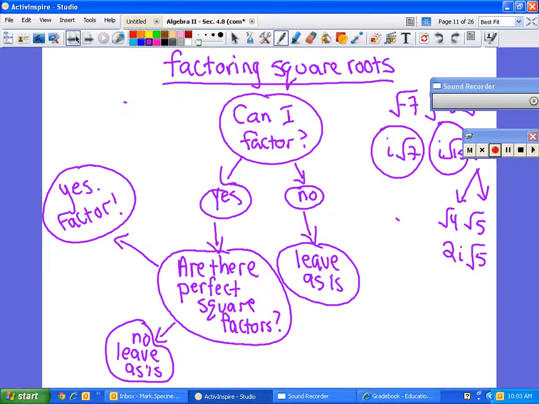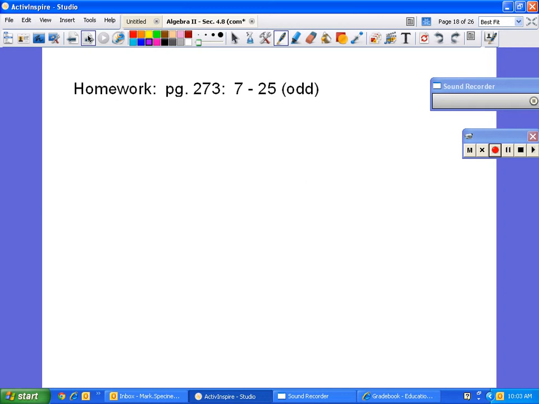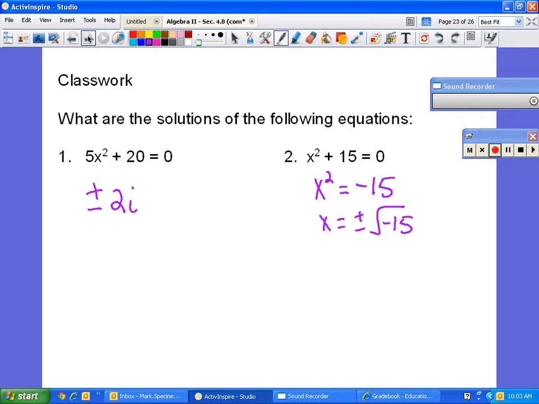Then the next question is, are there perfect square factors of 15? No. So what am I supposed to do when it's factorable, but there's no perfect square factor? Leave it as it is. So the square root of negative 15 is going to be i times the square root of 15. Remember, anytime you have a negative sign, you're going to have i. What are we supposed to do with that 15? Leave it alone. It's factorable, yes, but there's no perfect square factors.